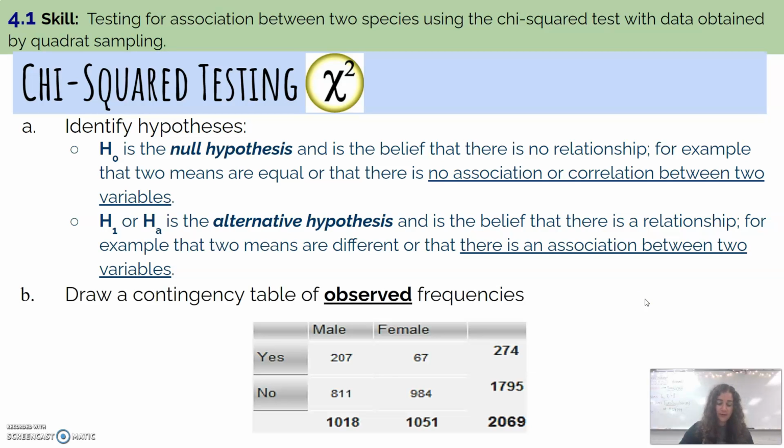The second step of a chi-squared test, after you've identified the hypotheses, is to draw a contingency table of observed frequencies. This is the data that you actually observed when doing your quadrat sampling, or when doing your sampling in general. It doesn't have to be a quadrat. We're just learning specifically with quadrat.